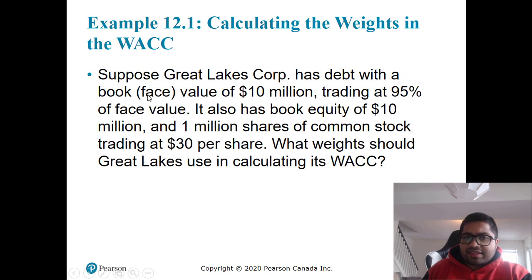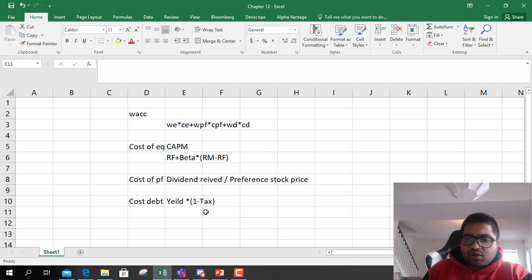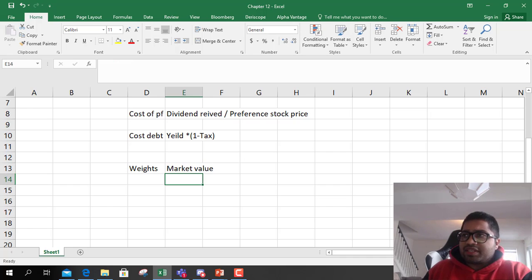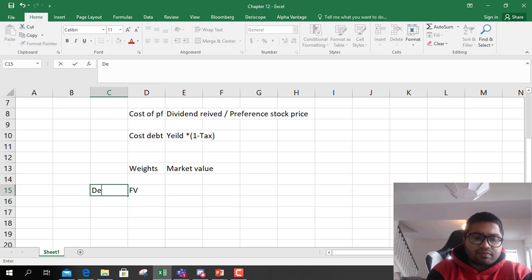So they have given an example. Suppose Great Lakes Corporation has debt with a face value of 10 million trading at 95% of face value. It also has a book value of equity of 10 million and 1 million shares of common stock trading at $30 per share. What weights should Great Lakes use while calculating? Now when you're looking at weights, the weights should always be market value. Now what is given? The face value of debt is given. Okay, face value is 10 million.